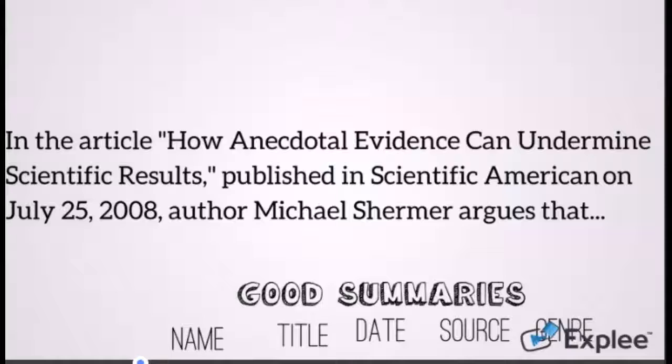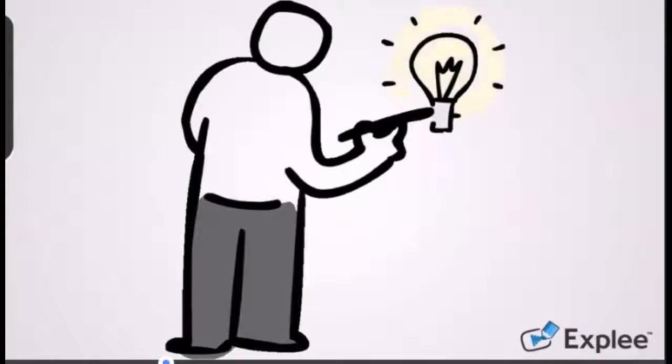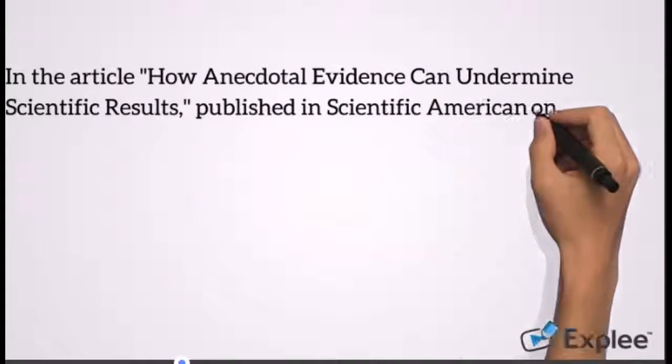author Michael Shermer argues, and then of course you would assume the writer would go on to present the thesis of the article and all of the main ideas. But you can see here we have the title of the author, the writer's name, the source title, and the publication date. The first sentence of a summary typically presents the main idea or thesis of the entire text, and the rest of the summary is spent paraphrasing the author's key points.